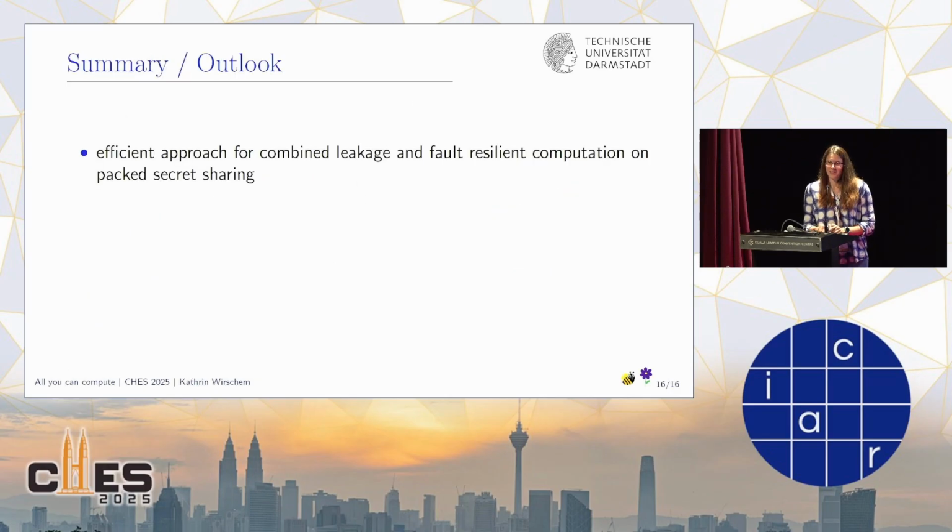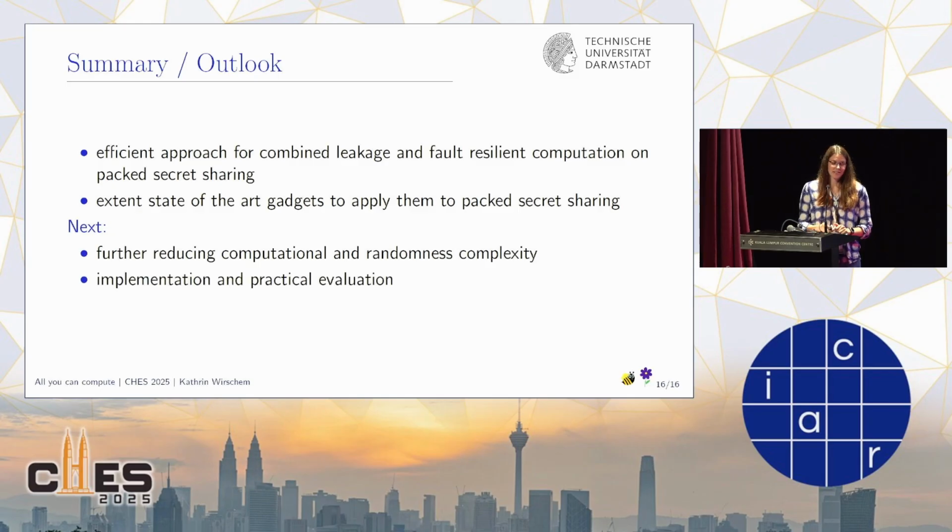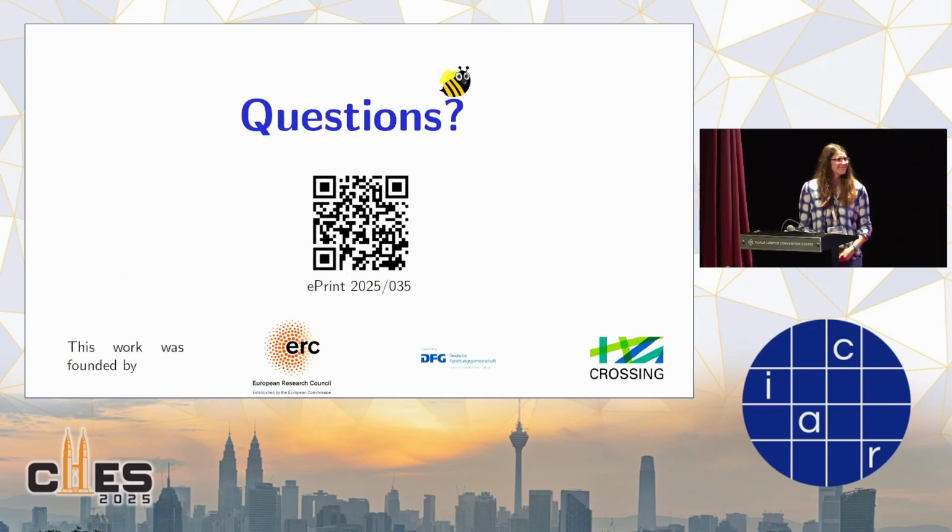All right, so that's nearly it. So let's consider the summary. We showed an efficient approach for combined leakage and fault resilience using packed secret sharing. Doing this, we extended the state-of-the-art gadgets and gave a detailed security analysis. What's next? Of course, we would like to further reduce communication and randomness complexity and implement everything to get a practical evaluation. Thank you very much.